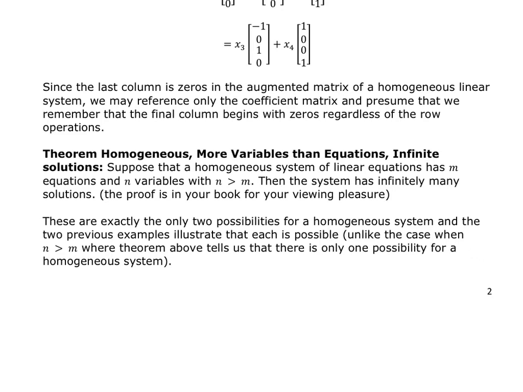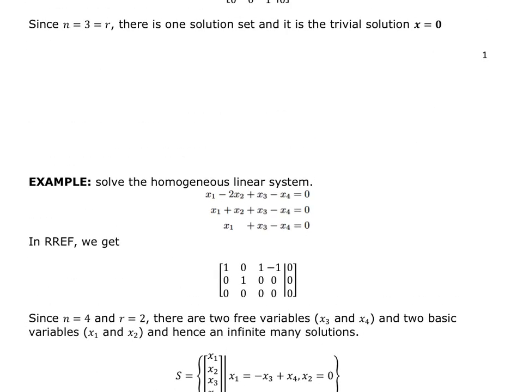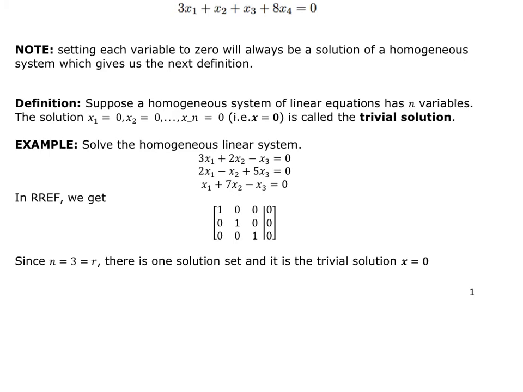So here's the next theorem. It says with homogeneous systems, if you have more variables than you have linear equations and it's homogeneous, you are guaranteed to have an infinite number of solutions. So if we take a look at the two homogeneous systems, the first example up here had the same number of variables as linear equations, and so we get the trivial solution.